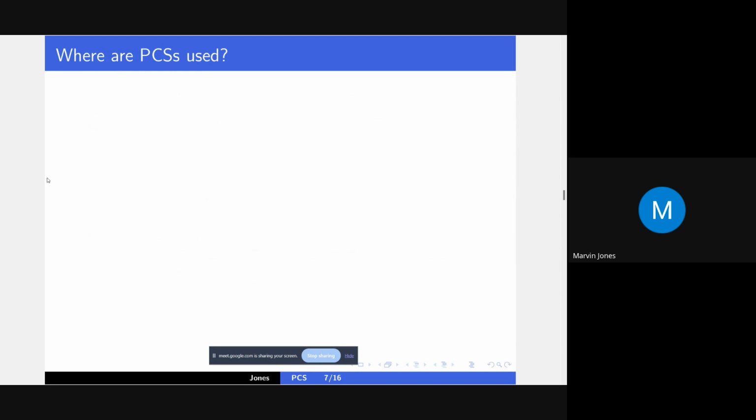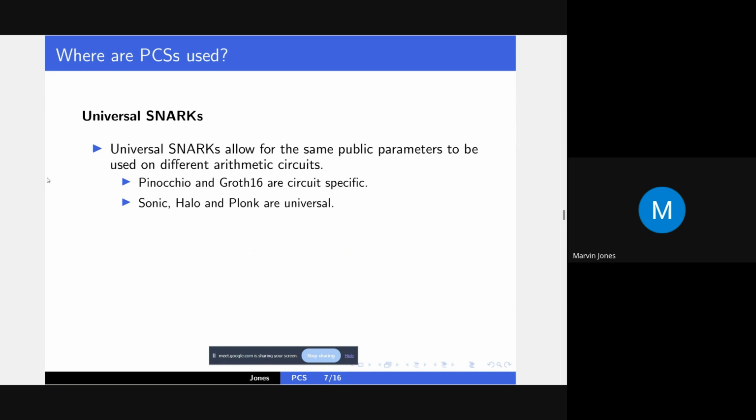All right, so now that we know the what and the why, where are these used? If we're talking about math and theoretical stuff, where is it actually used? I'm going to avoid the obvious pun. The answer is universal SNARKs. Sorry, I try to avoid puns as best I can. So that's not a very informative answer, so let's expand on that a little bit.